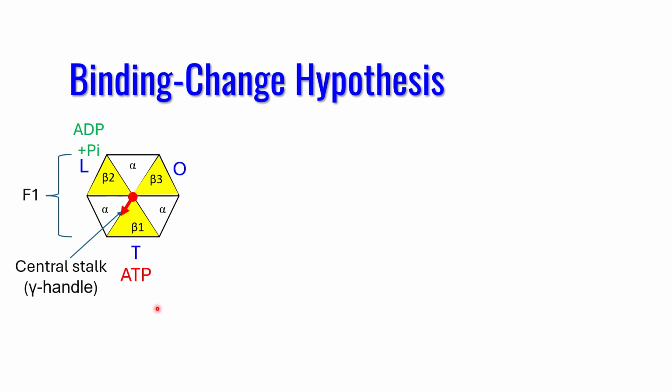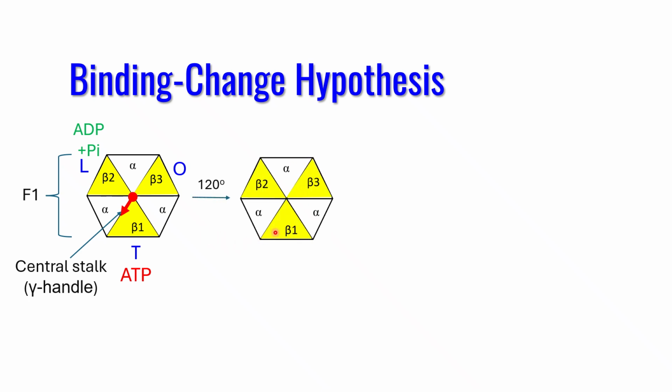Before I explain the conformational changes, let me explain to you that in one complete rotation of 360 degrees of gamma handle, 3 ATP molecules are produced. Therefore, 1 ATP is produced every 120 degrees of rotation of gamma handle, which is powered by proton flow into the C rings. So let us see what happens in the first 120 degrees rotation.